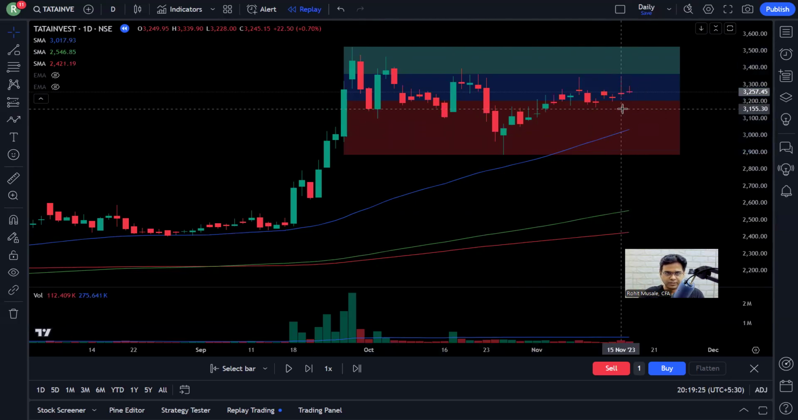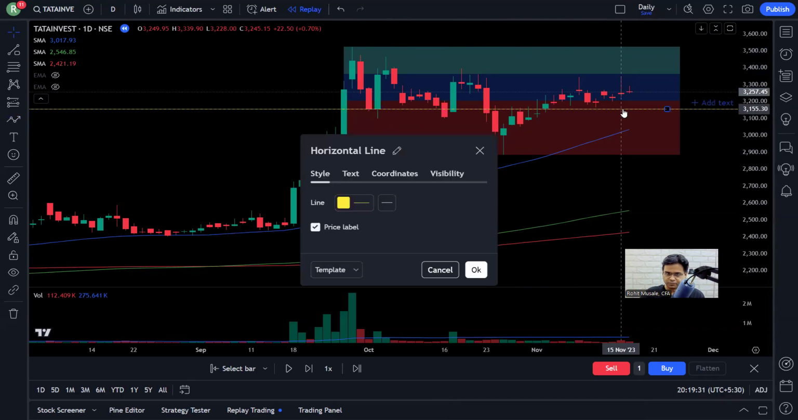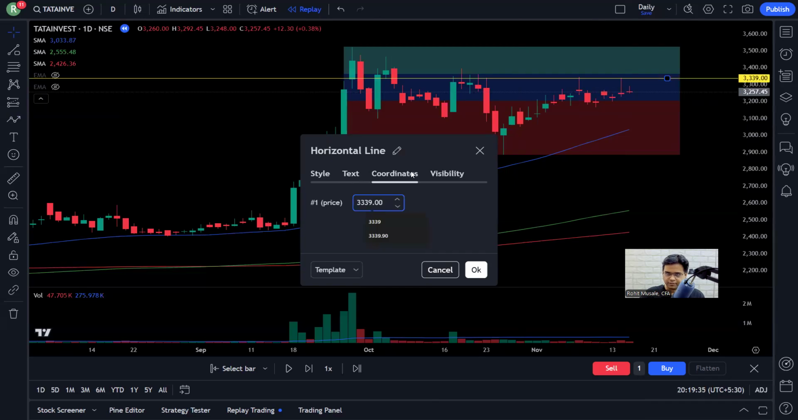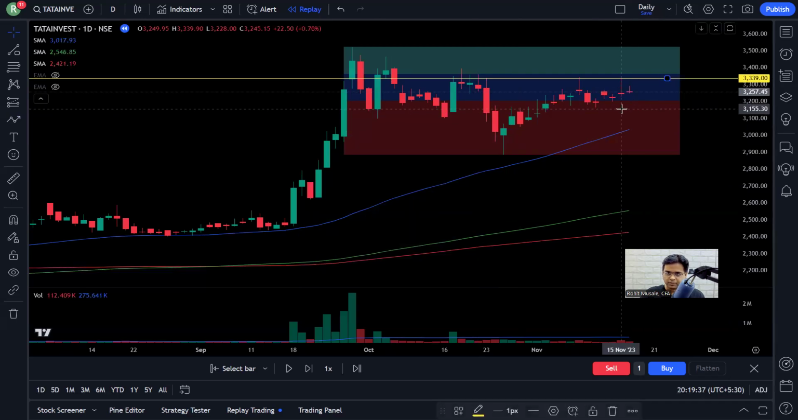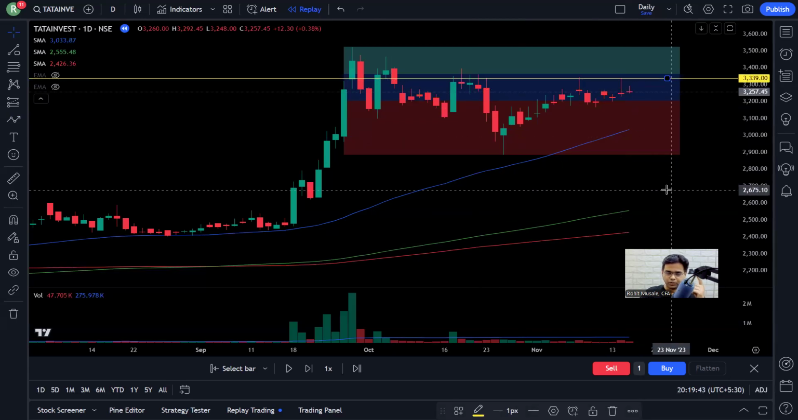It is 3339. So let me draw a yellow line here. 3339. Okay, that's our 3339. That's our buy point. So blue, green, red, 10 candles, more than 4 points in the base.